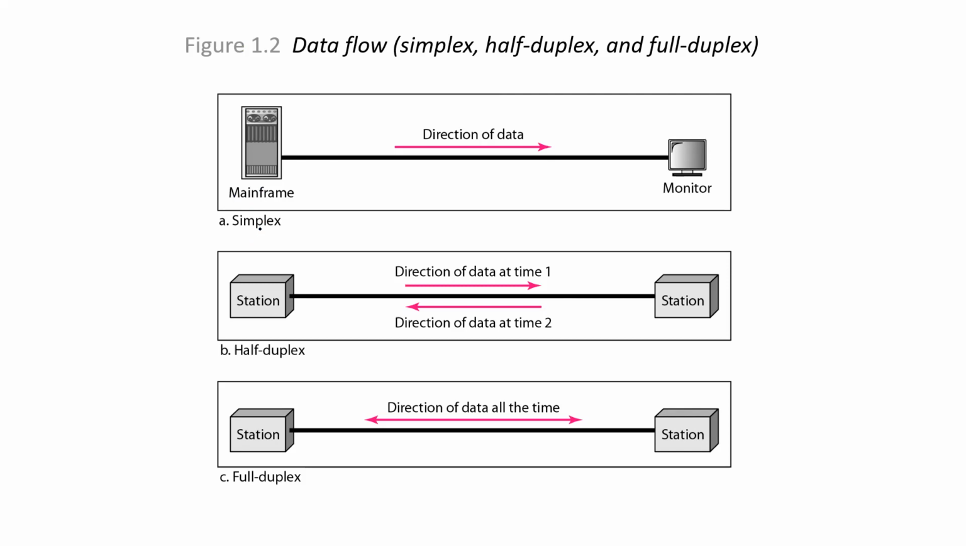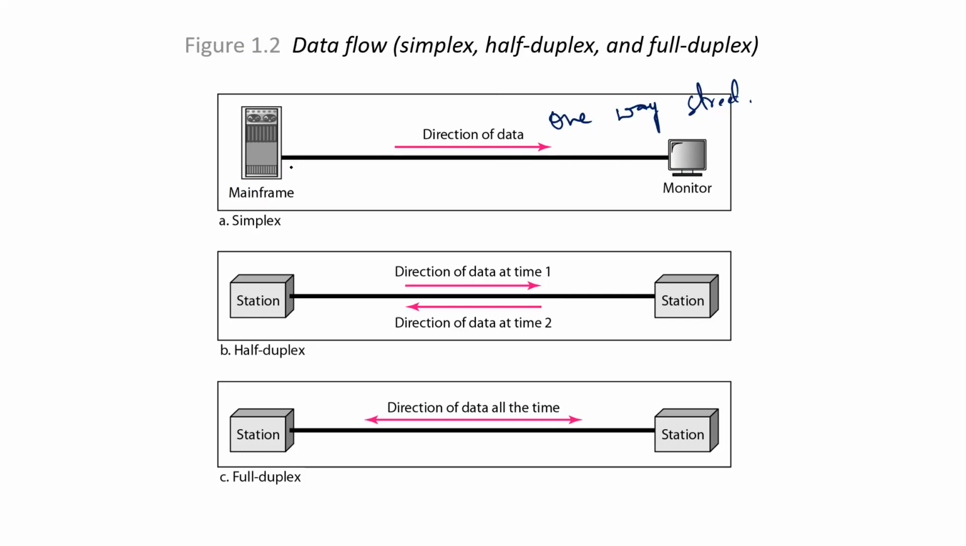In the first data flow, that is simplex mode, the communication is unidirectional, as in it is a one-way street. Okay, this is easier to understand. Only one of the two devices on the transmission mode can transmit. That is, one should transmit, the other will receive. Here we have two devices, mainframe and monitor. If the mainframe is transmitting, then the monitor can receive, or else if the monitor is transmitting, then the mainframe can receive.